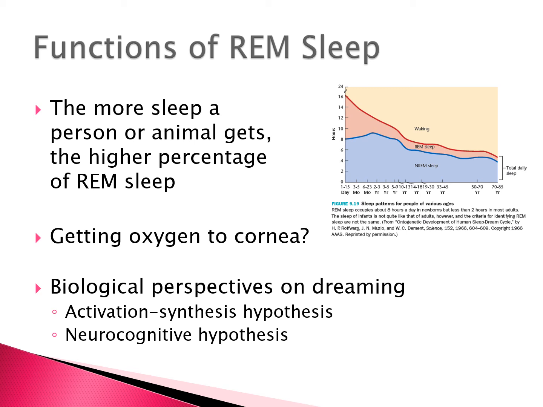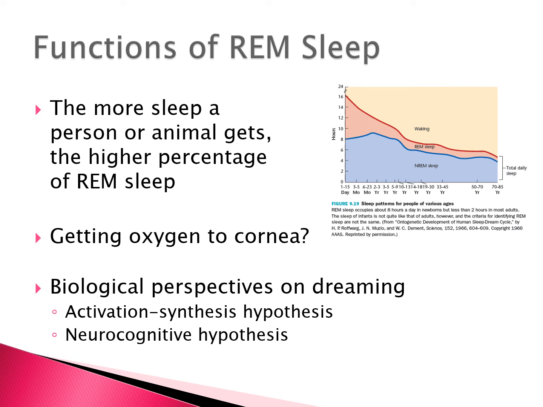But some of the suggestions here: one thing we see is the more sleep a person or an animal gets, the higher percentage of that sleep is REM sleep. The figure over to the right shows that through the lifespan, when we are infants, when we are very young, we're sleeping a great deal, and a lot of that is REM sleep, in the pink-red color. As we get older, we are sleeping less and less, and a smaller and smaller proportion of that is REM sleep.